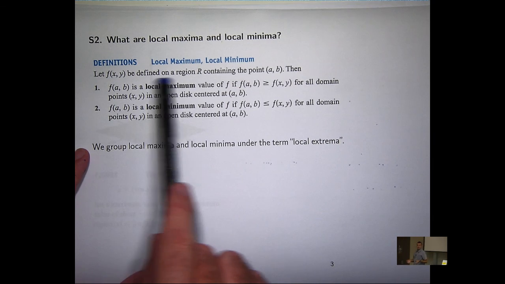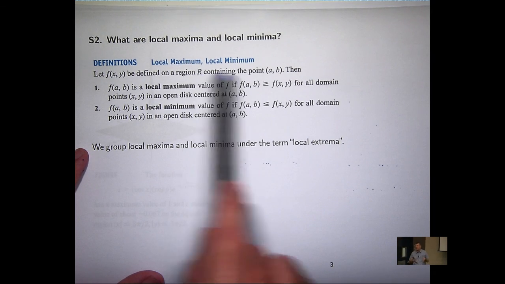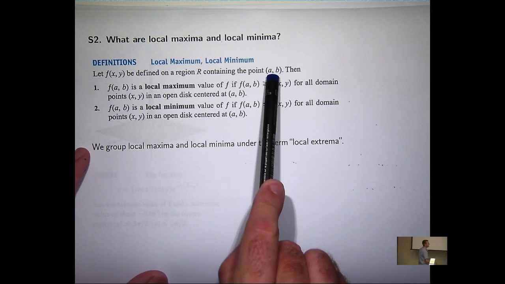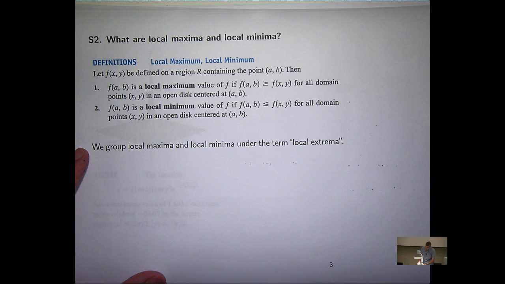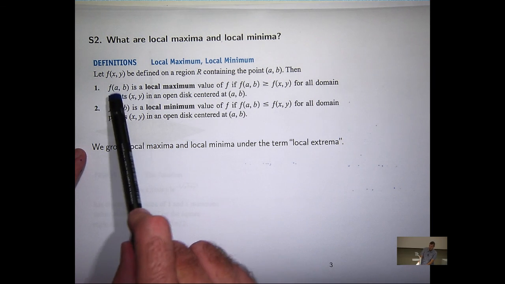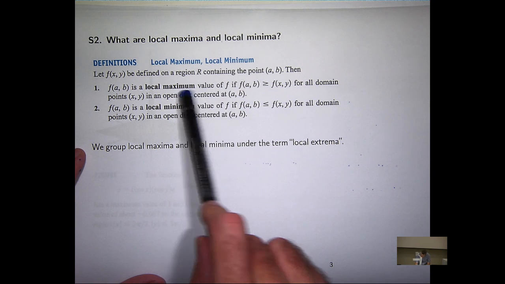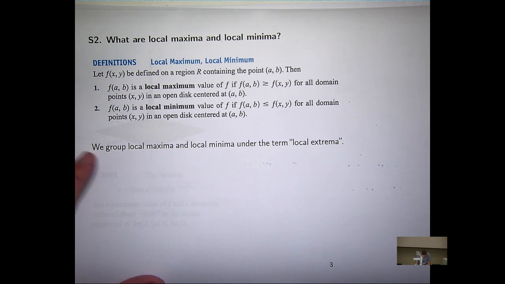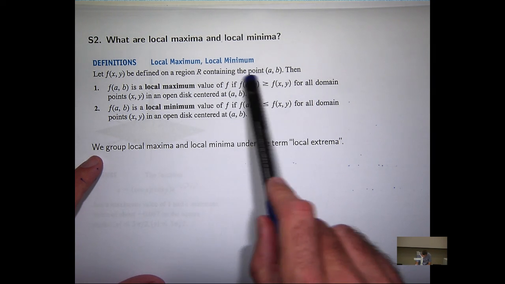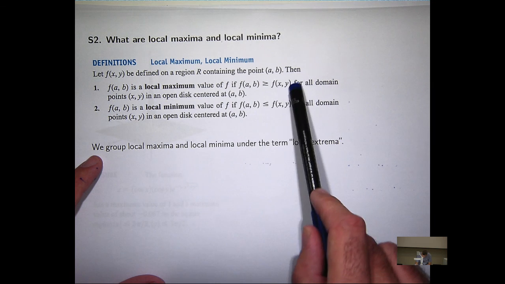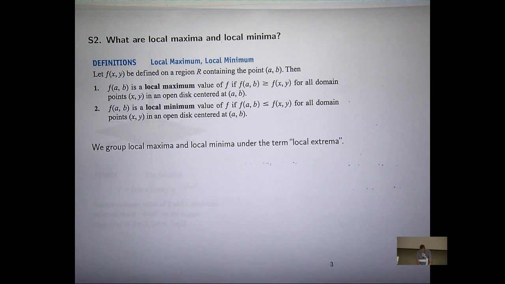Okay, so let f be defined in some region R containing our point of interest. When we say f at our point of interest, f at a, b, is a local max value of f, we mean that this value is greater than or equal to all other values for some open disk centered at our point of interest.